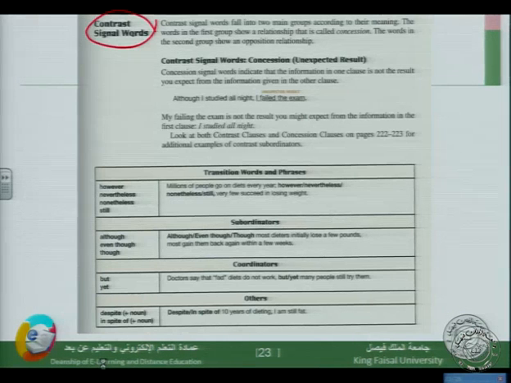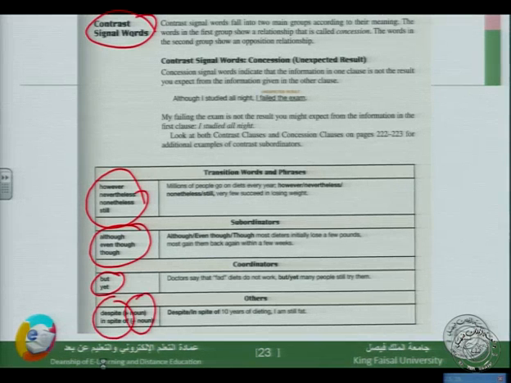We have also contrast signal words. However, nevertheless, nonetheless, still, although, even though, but, yet, and despite, and in spite of, and pay attention that after them they should have nouns. So, however, nevertheless, nonetheless, still, these are called transition words and phrases.